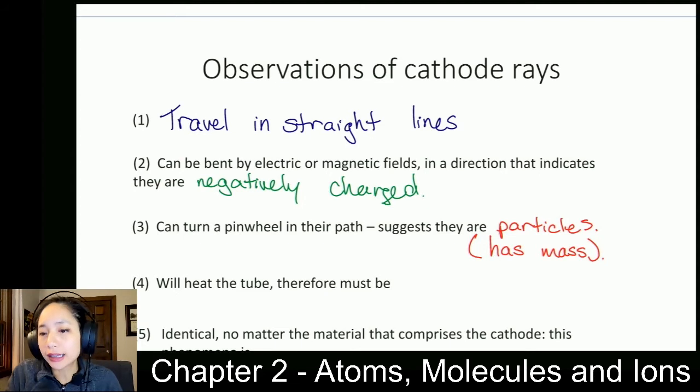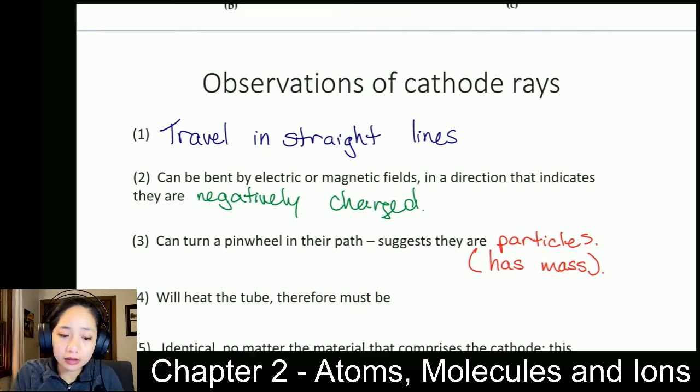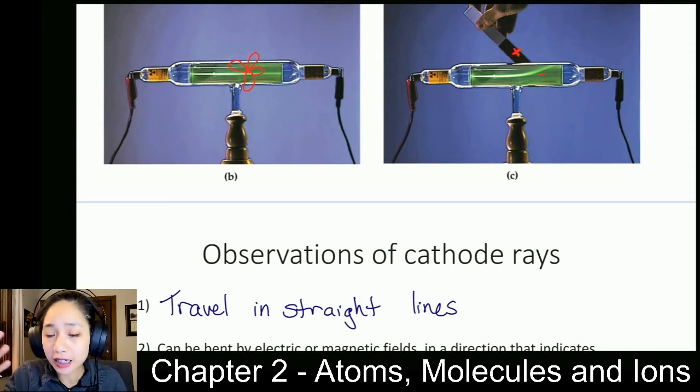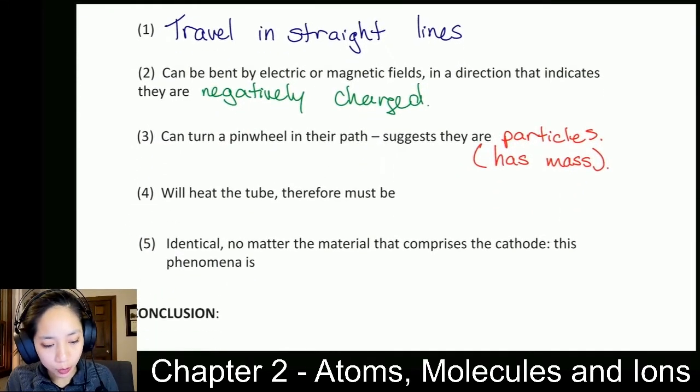Right? So like light, for example. Light can't turn a pinwheel. Light doesn't have mass, so it's not a particle. But what they were seeing, although it looks like light, could in fact turn a pinwheel. So that's something different that's happening. So what they were seeing had mass, because it can turn a pinwheel.